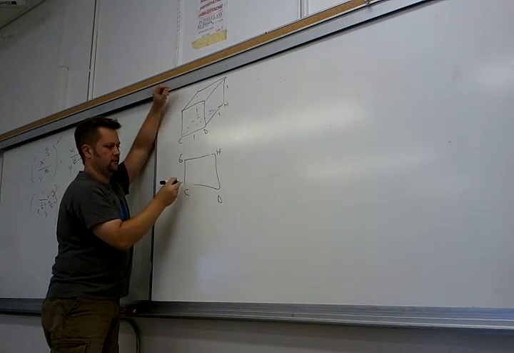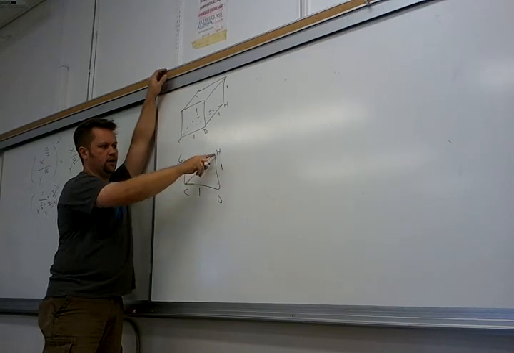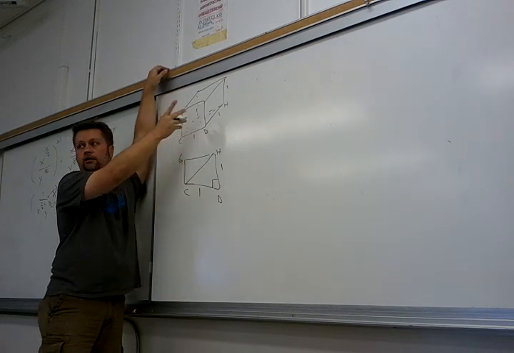Wow, that's really bad, John. Whoop. And this is 1, this is 1. What kind of triangle is this? Right triangle, because these are all squares.